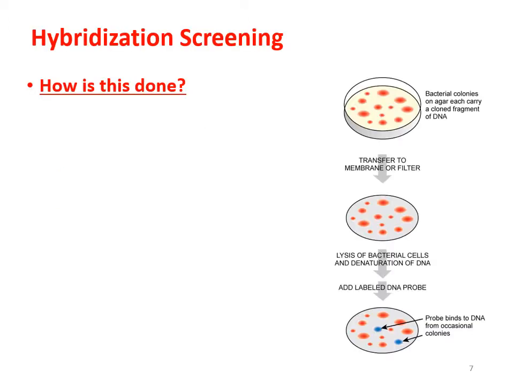Okay, so the first method is hybridization screening. I'm going to go through it first, and then I'll give you the recap slide for you to take down your notes. The first thing that you would do with hybridization screening is transfer your bacteria, which contain the fragments of the library, onto a filter. So transfer all of these bacteria from your plate that have all the genes present onto a thin filter.